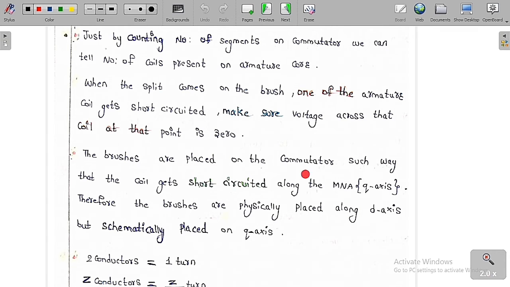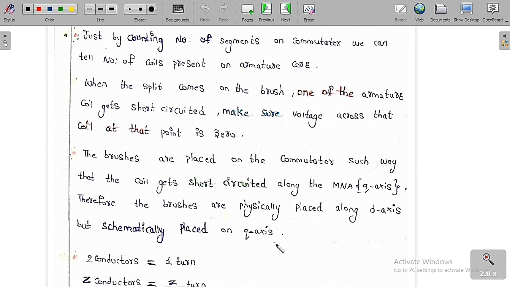The brushes are placed on the commutator in such a way that the coil gets short circuited along the MNA, the Q axis. Therefore the brushes are physically placed along the D axis but schematically placed on the Q axis. This concept I have already told you.